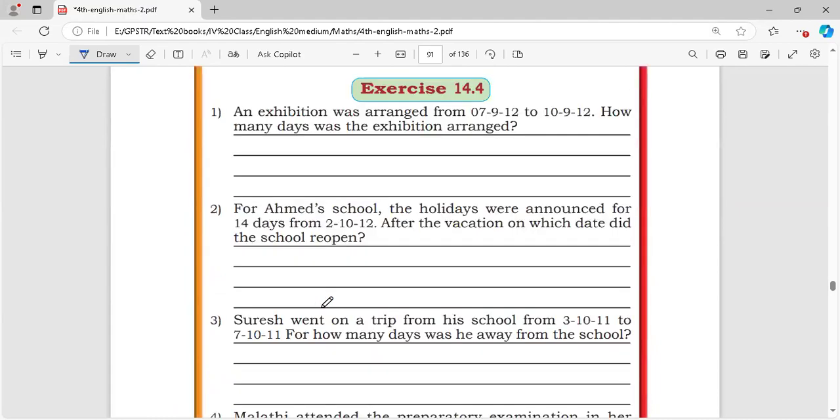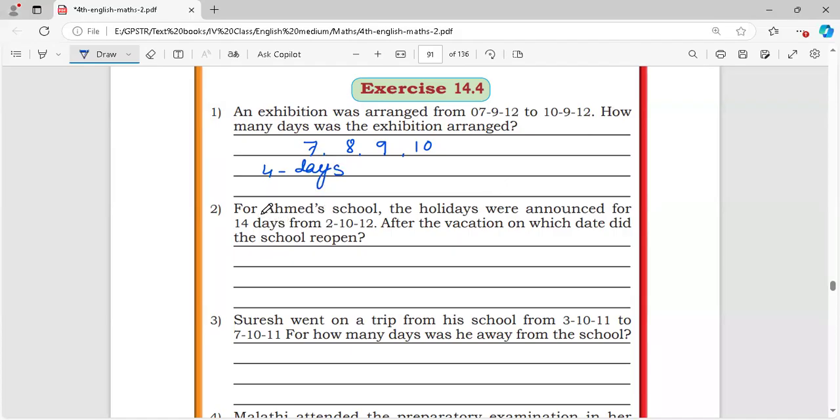Exercise 14.4. First one. An exhibition was arranged from 7/9/2012, 7 September 2012, to 10 September 2012. How many days was the exhibition arranged? 7, 8, 9, 10. That means 4 days the exhibition was arranged. 4 days.